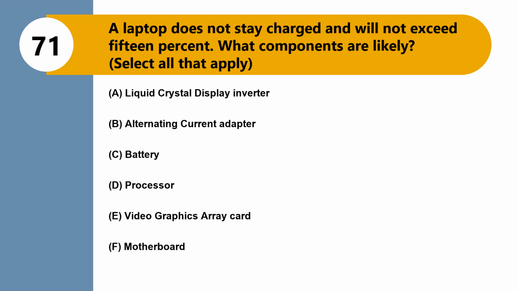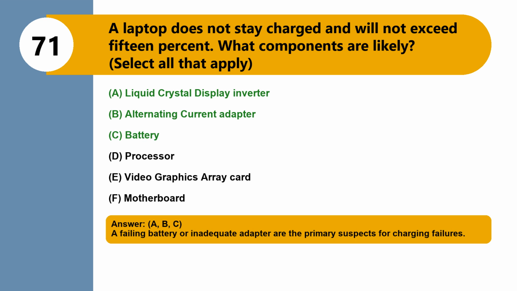Question 71. A laptop does not stay charged and will not exceed 15%. What components are likely? Option A, liquid crystal display inverter. Option B, alternating current adapter. Option C, battery. Option D, processor. Option E, video graphics array card. Option F, motherboard. The correct answers are options A and B and C, liquid crystal display inverter, alternating current adapter, battery. A failing battery or inadequate adapter are the primary suspects for charging failures.